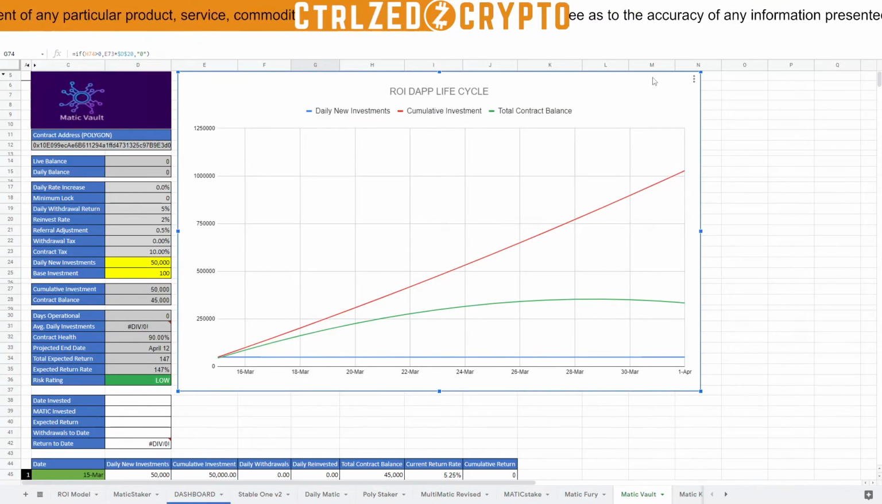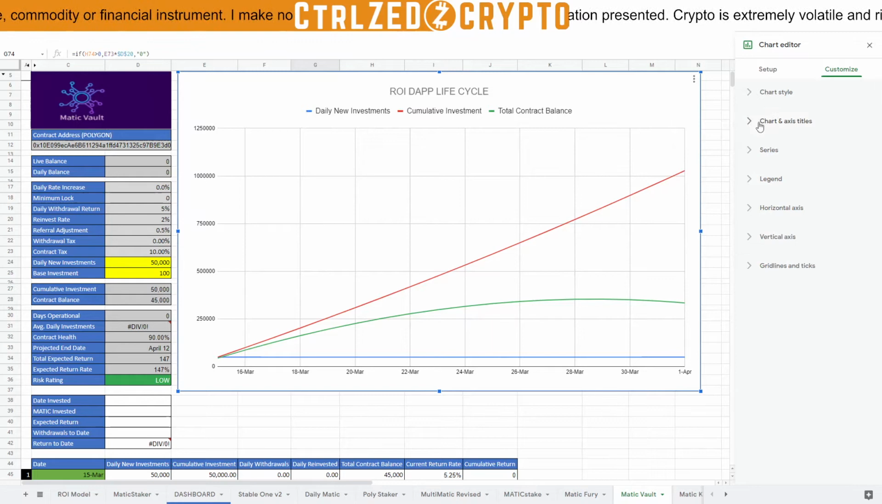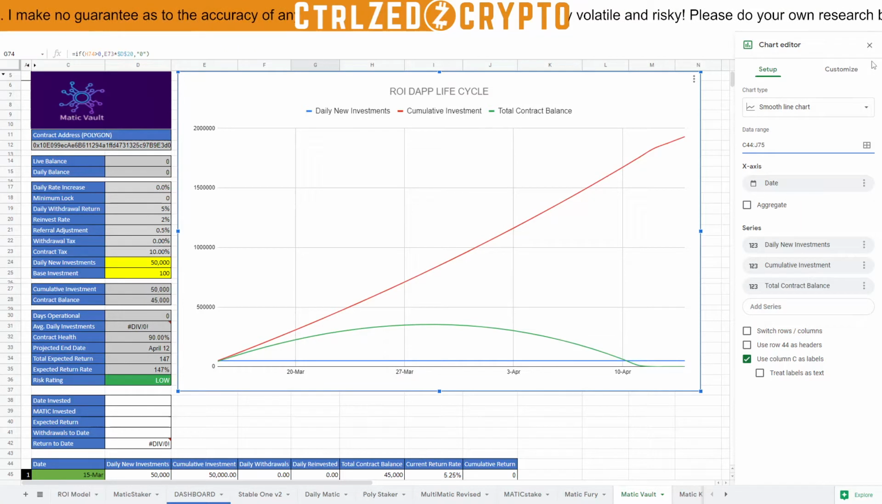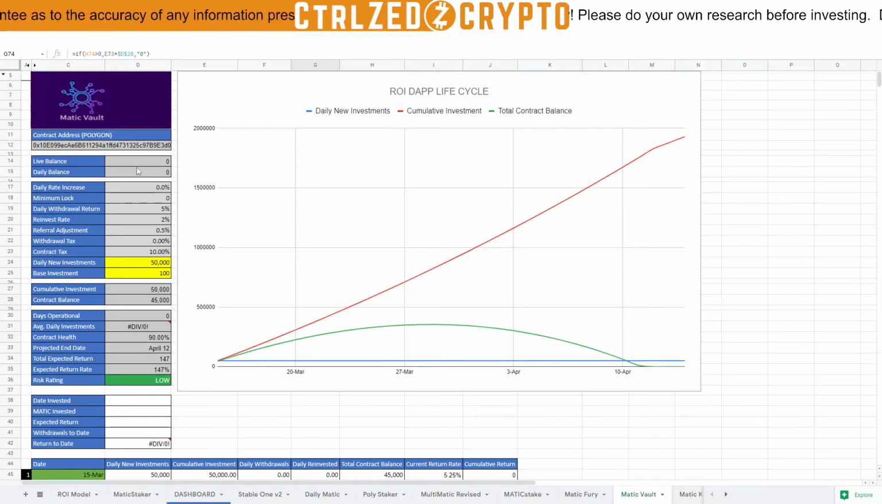So let's do this kind of live. You can see kind of how this works. All right, it's just going to change the range here. Okay. So we don't have a live balance, obviously, for Matic Vault. There's nobody's invested. There's no rate increase, but there's a flat 5.25, was it? And 1.75 reinvest rate that is returned. That is that 7% minus the 25% that gets reinvested. So both of these add up to 7, just like on the website. There's a contract tax, but no contract fee.